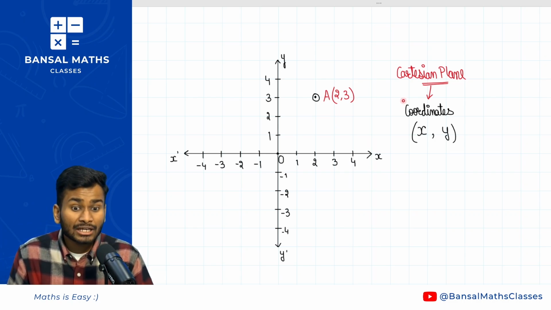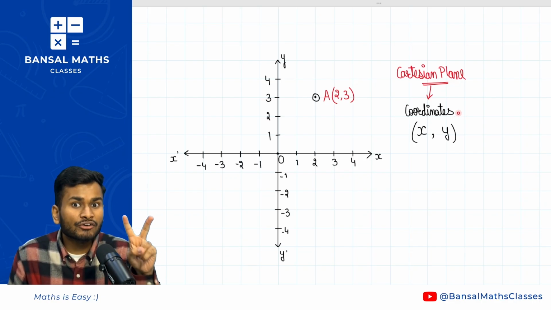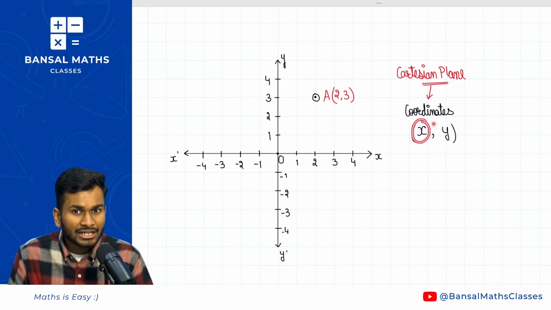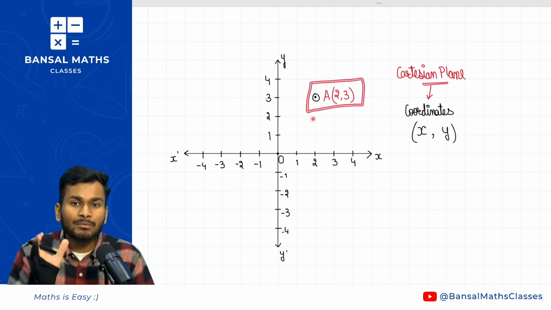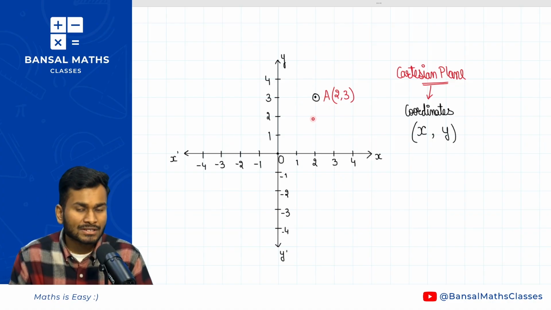Now, on the Cartesian plane, we don't plot one single number, we plot coordinates, and a coordinate has two bits of information. One is the x coordinate and the second one is the y coordinate. If you see that I've plotted A, whose coordinates are (2, 3), you can say that 2 is the x coordinate and 3 is the y coordinate. That means I've traveled 2 units in the right direction and 3 units in the up direction. Correct? These bits of information are in brackets, as ordered pairs separated by commas.